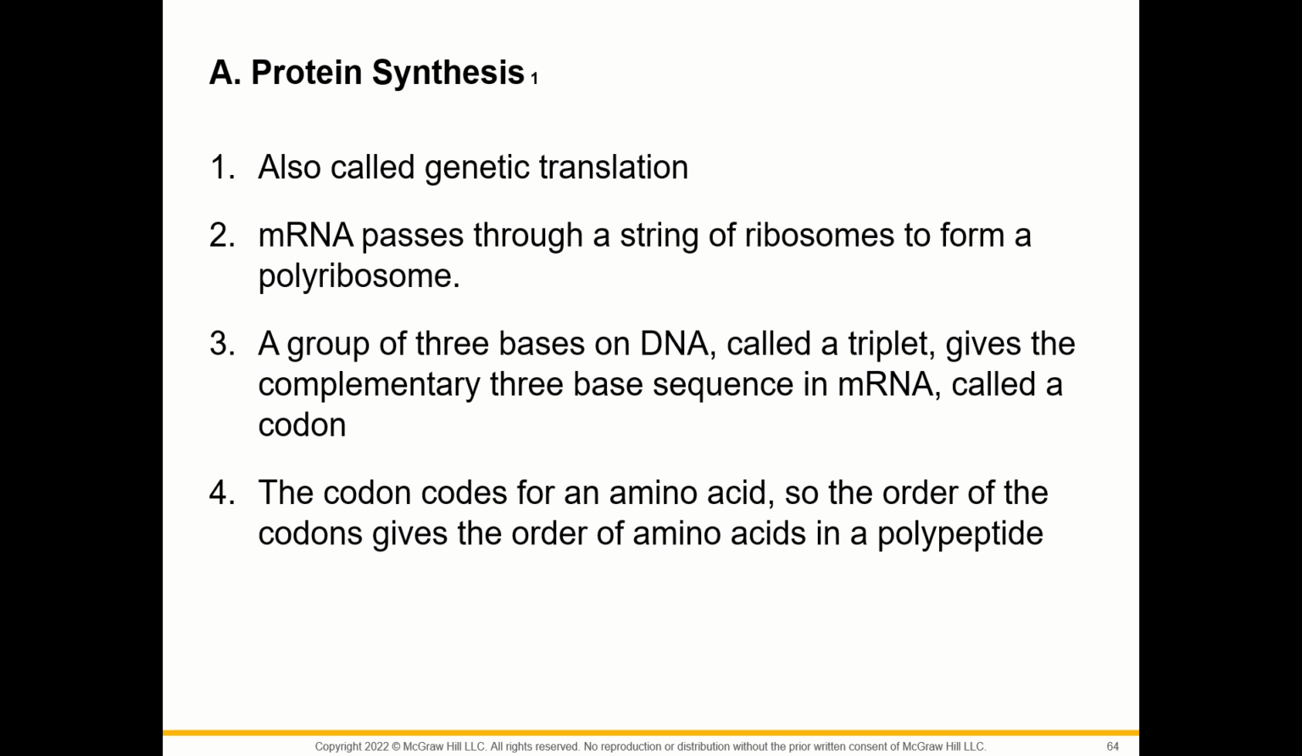A group of 3 bases on DNA called a triplet gives the complementary 3-base sequence in mRNA called a codon. And I've already mentioned to you that the tRNA is going to have an anticodon, which will then bond to the codon, attach the amino acid to the growing polypeptide chain. That's the gist of it all. So the codon codes for an amino acid, so the order of the codons gives the order of the amino acids that will be formed in the polypeptide.